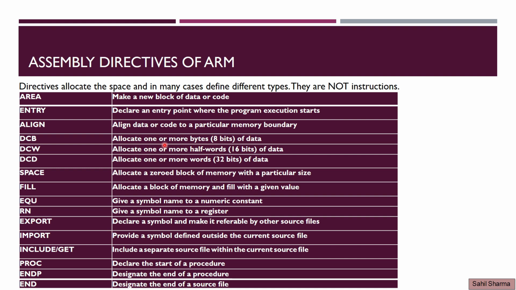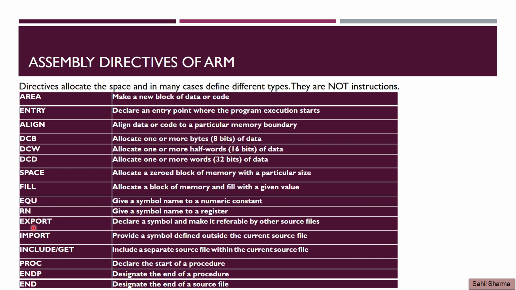DCB allocates one or more bytes of data. DCW allocates one or more half words of data. DCD allocates one or more words of 32 bits of data. SPACE directive is used for allocating 0 values in the block of memory with a particular size. FILL directive is used for allocating a block of memory and filling it with a given value. EQU and RN. EQU gives a symbol name to the numeric constant. RN gives a symbol name to a register.